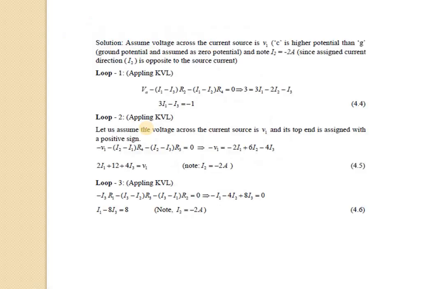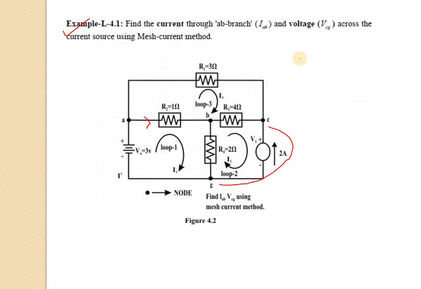Using mesh current method, taking the solution, assuming that the voltage across the current source is V1 and C is at a higher potential than G. G is the ground potential here. We are assuming this value is 0. And note that I2 is minus 2 ampere as it is given 2 ampere. The direction here is opposite, so it is minus 2 ampere.